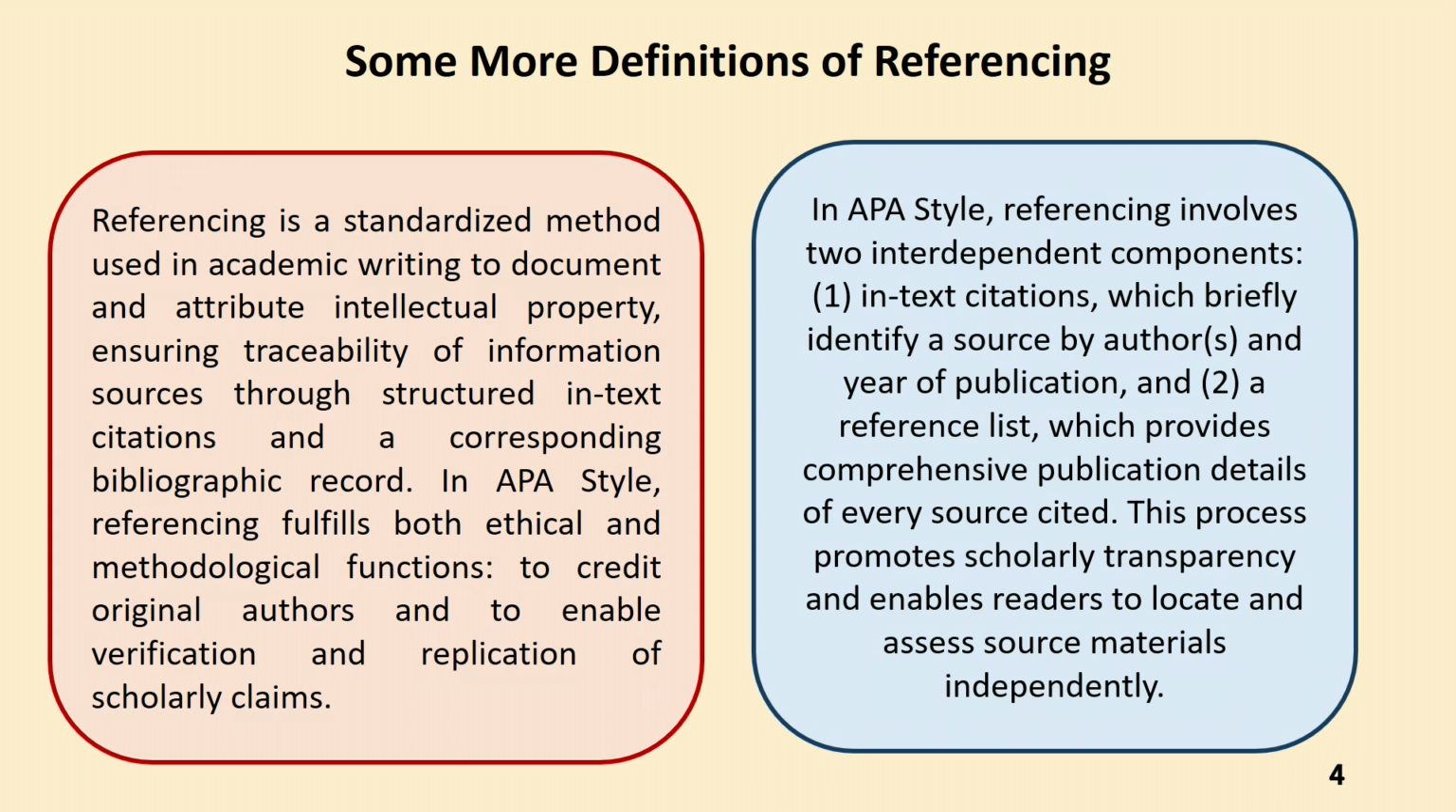Let us see another definition. In APA style, referencing involves two interdependent components: in-text citation, which briefly identifies a source by author and year of publication, and second, a reference list, which provides comprehensive publication details of every source cited. This process promotes scholarly transparency and enables readers to locate and access source material independently.